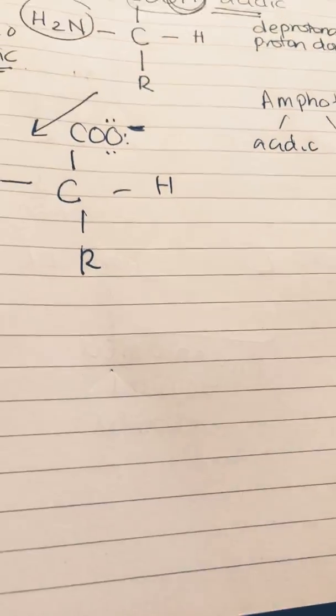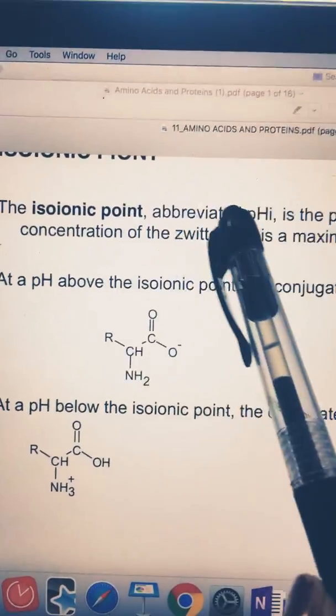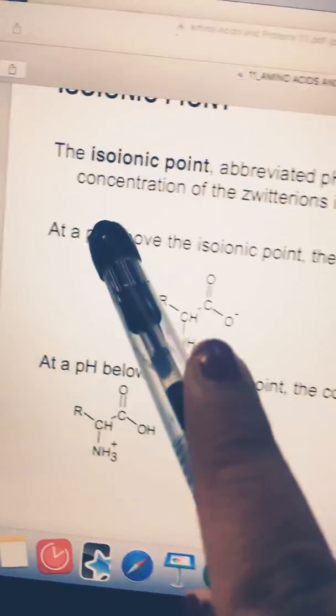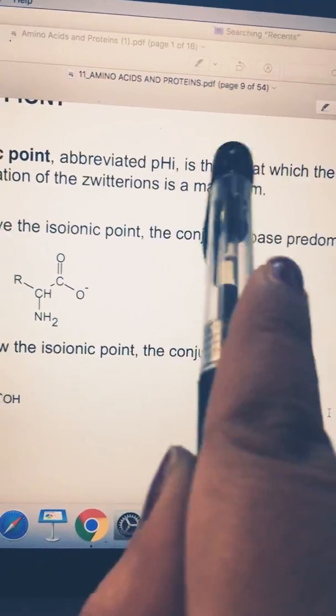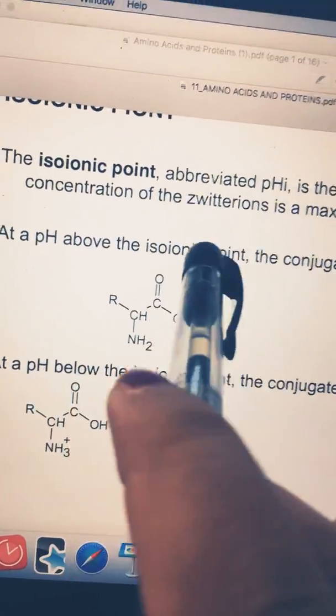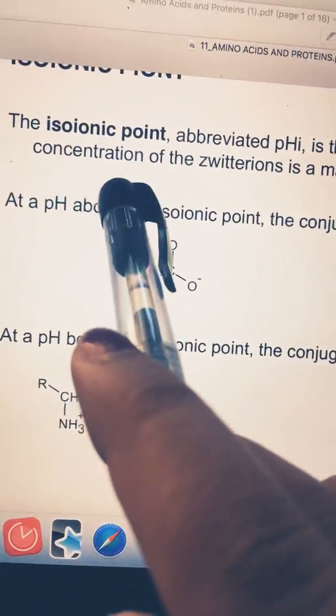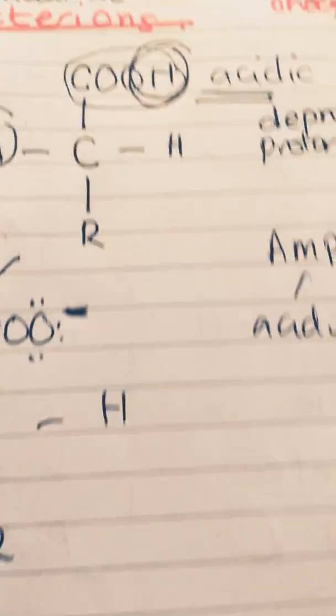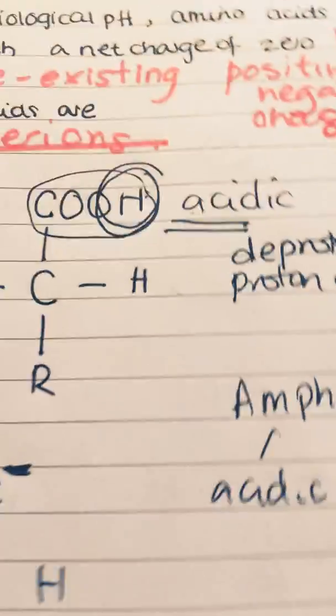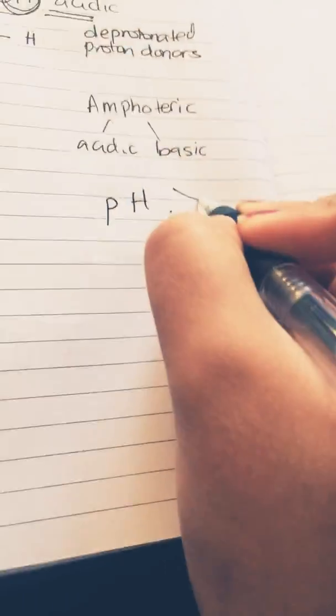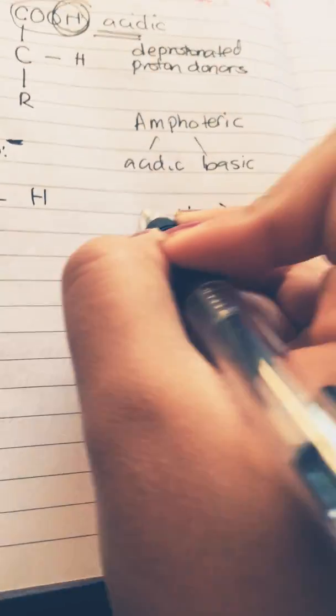Basically, there is something called the isoionic point, and the isoionic point is the pH at which the concentration of zwitterions is at a maximum. Above the isoionic point, the conjugate base predominates. What does this mean? Basically, if you've got two different pHs, so you've got a pH which is greater than 7, and you've got a pH which is less than 7.